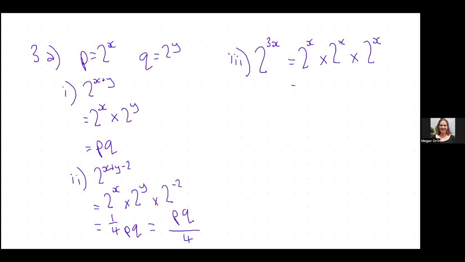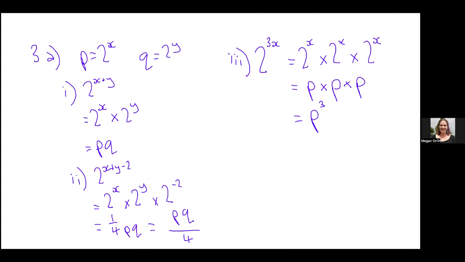So really, 2 to the power of x is p. So this is p times p times p. And what happens when you've got 3 p's together? Well, it's cubed, isn't it? So this is actually p cubed because p is 2 to the power of x.